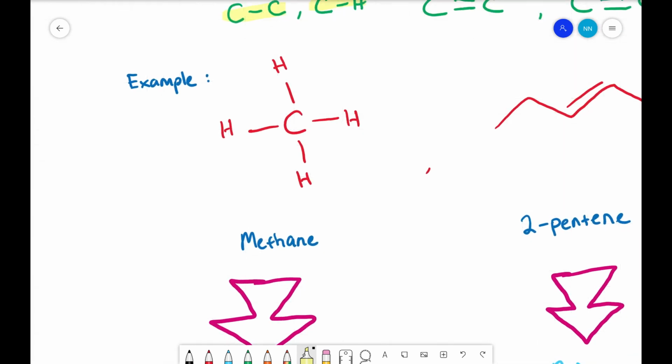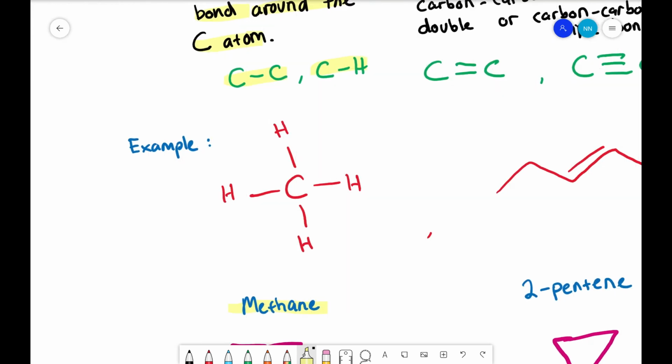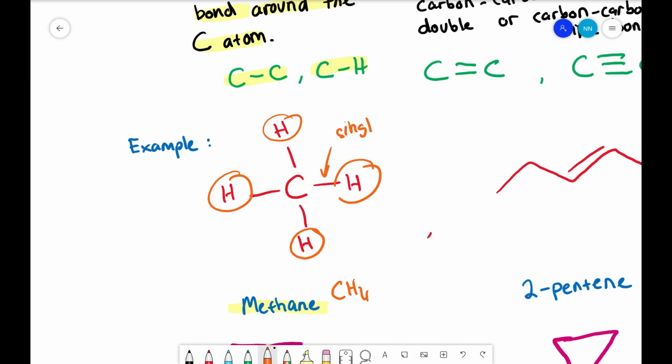An example would be methane. Methane is CH4 and it has 1 carbon surrounded by 4 single bonded hydrogens. So this is a saturated hydrocarbon because it only contains single bonds to 4 hydrogens. It's a single bond only. Alright, so that's a saturated hydrocarbon.